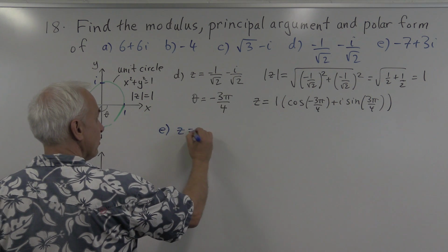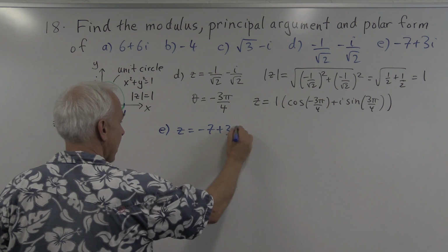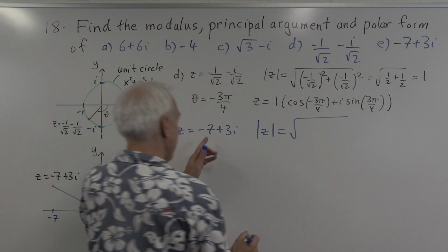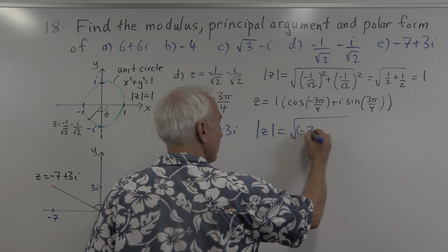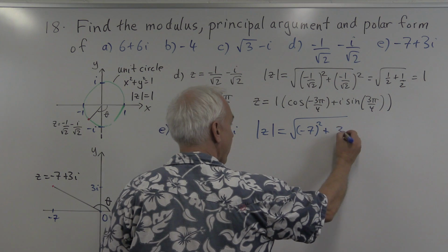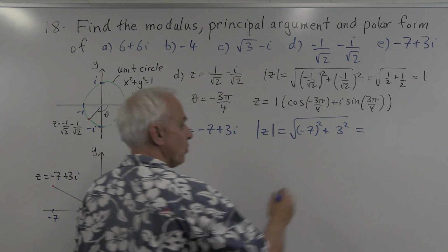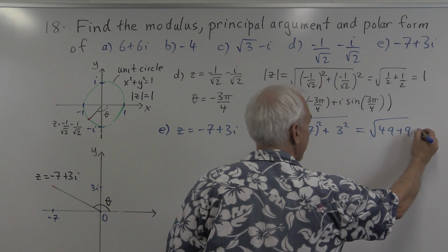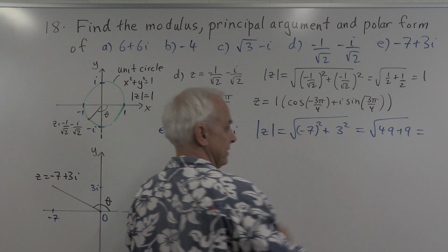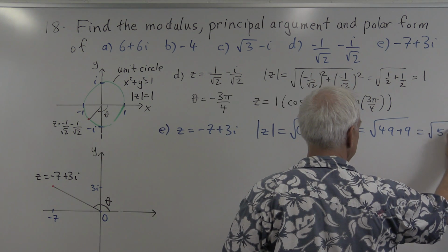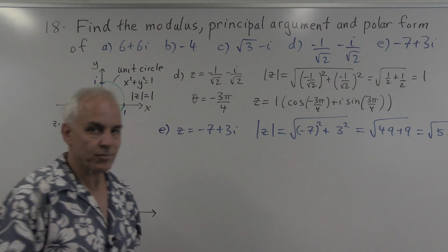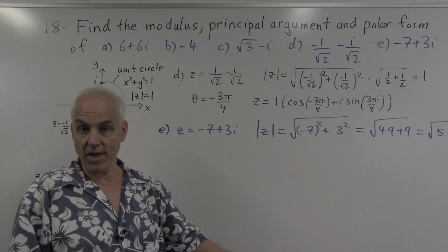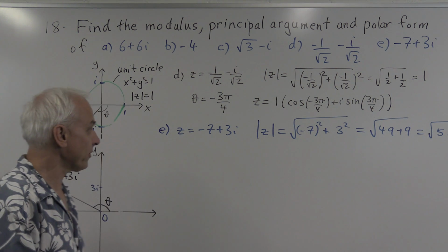All right, so z is equal to minus 7 plus 3i. Well, the modulus is as before. It's the square root of the real part squared plus the imaginary part squared, for a total of the square root of 49 plus 9, which I guess is 58. So square root of 58. And again, in practice, you'd have to get your calculator to spit out some decimals for that, and you'd really only get an approximate answer.